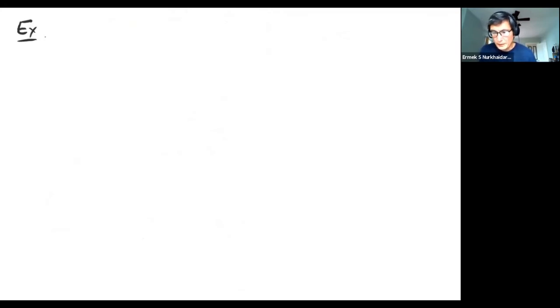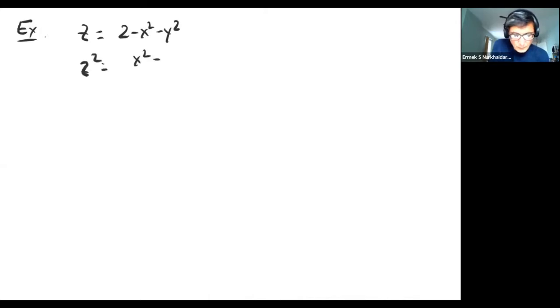Say we have a paraboloid, z equals 2 minus x squared minus y squared, and a cone, z squared equals x squared plus y squared. So, paraboloid and cone. What we want to do is find the volume.